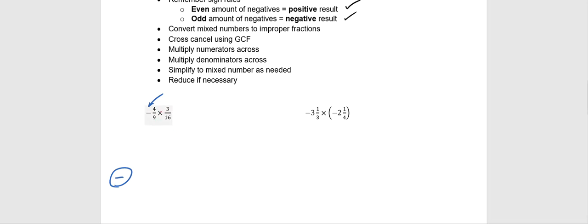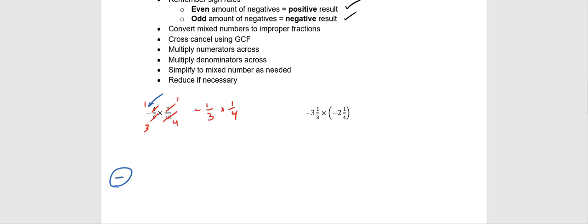So we'll start with the 9 and the 3. We should recognize that 3 and 9 share a common factor of 3, and therefore we can reduce each value accordingly. So 3 divided by the common factor of 3 is 1. 9 divided by the common factor of 3 is 3. We'll also take a look on the other diagonal. We can see that 4 and 16 share a common factor of 4. So 4 goes into 4, or 4 can be reduced by 4, one whole time. And 16 can be reduced by 4, 4 whole times. So our new problem is now essentially negative 1/3 times 1/4.